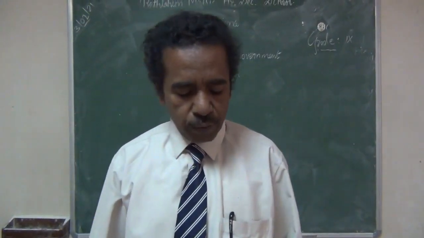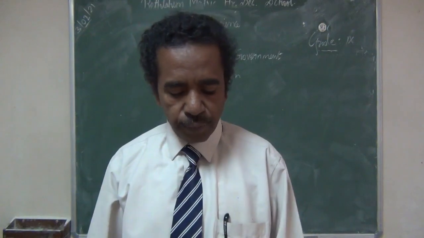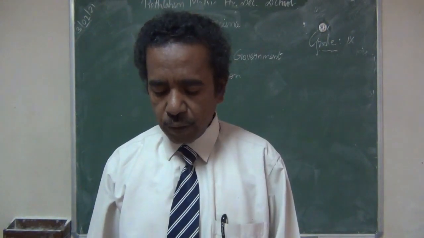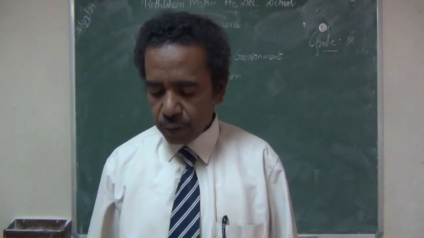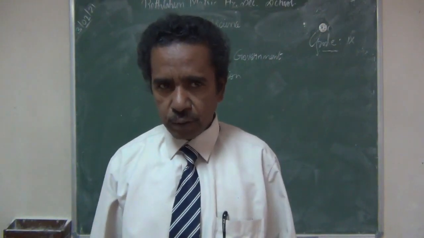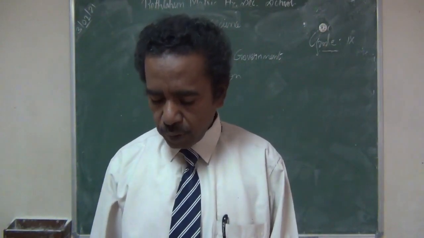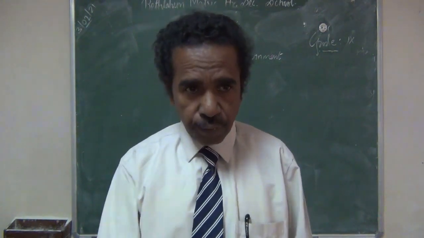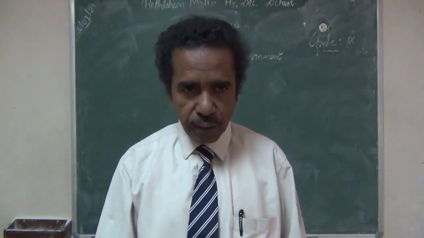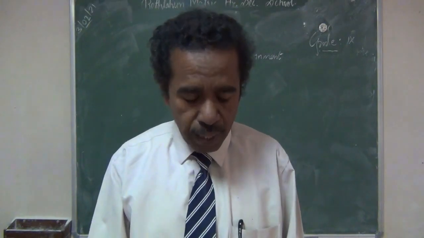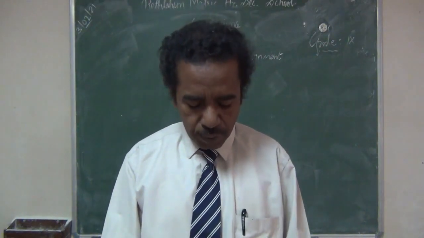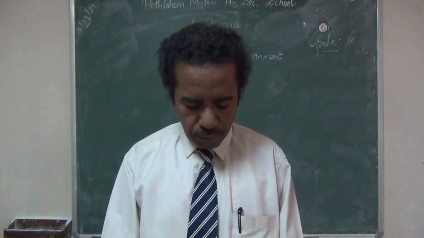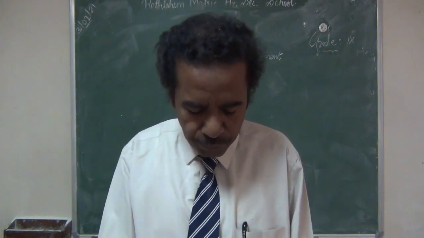Today we are going to learn from the civics part the fourth lesson revision, that is forms of government. Forms of government we are going to revise. First, filling the blanks. First one, dash and dash are a few examples for unitary form of government.